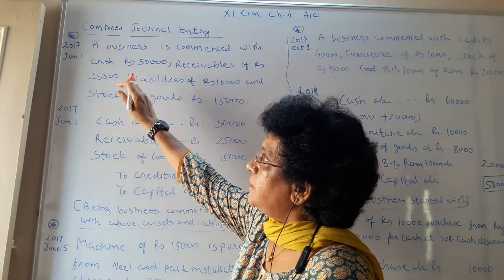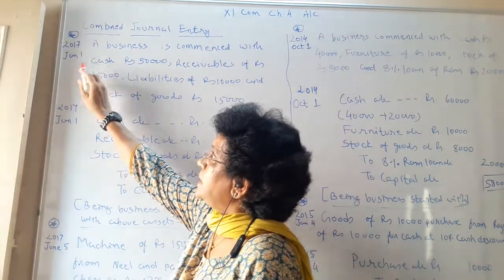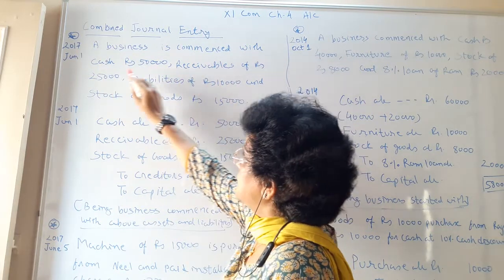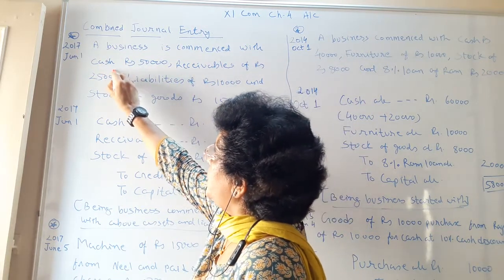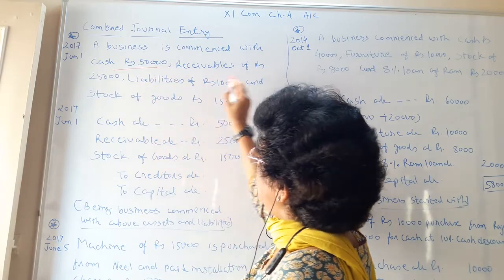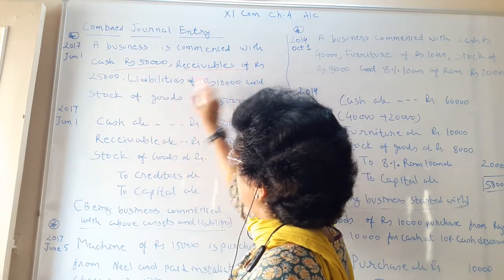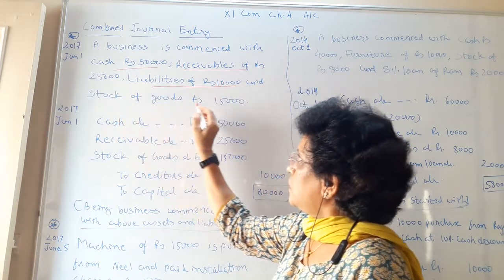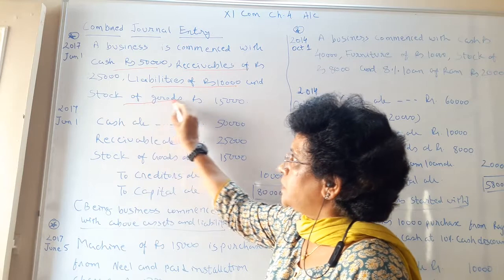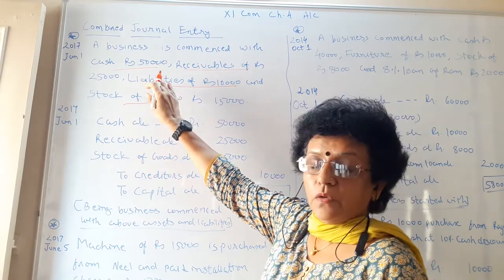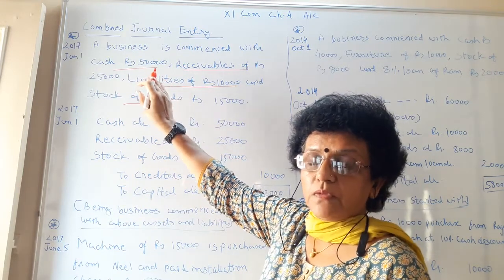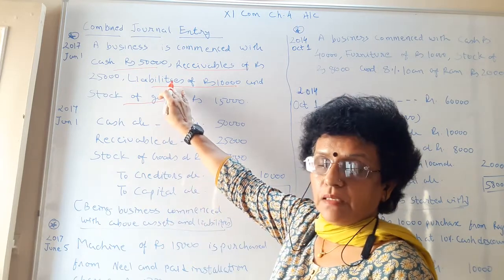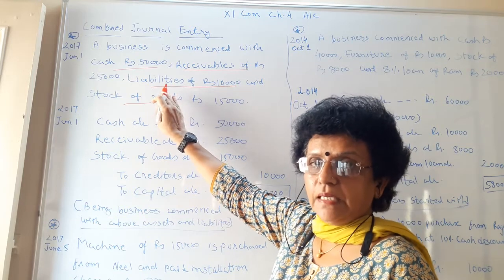See here, for example, on 2017 January 1st the transaction is a businessman has commenced business with cash rupees 50,000, receivables of rupees 25,000, liabilities of rupees 10,000 and stock of goods of rupees 15,000. In the earlier example, the total difference we used to write as capital, while here liabilities are given which also have a credit balance.